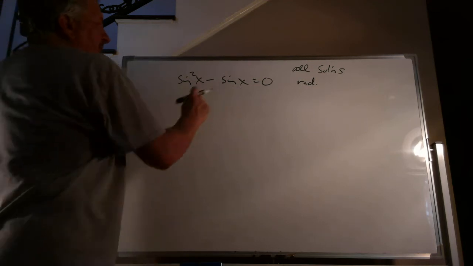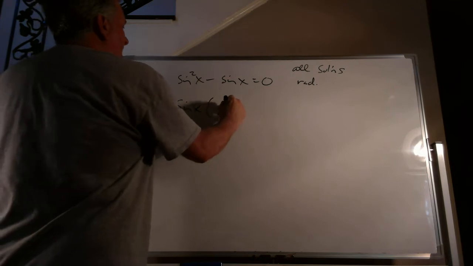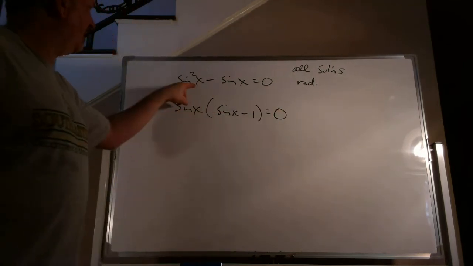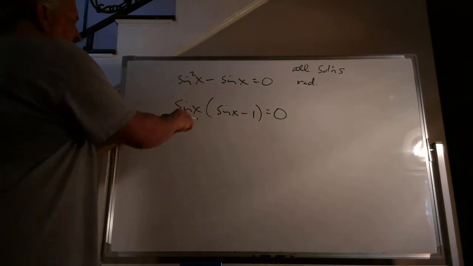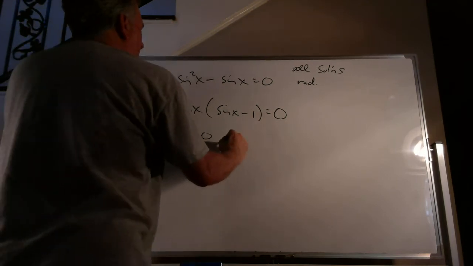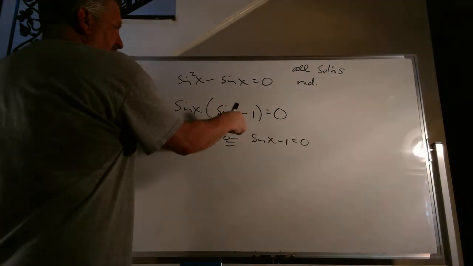Well, both terms have a sine x. Let's pull out the greatest common factor. Sine x times sine x minus 1 is 0. Sine times sine is sine squared. Sine times negative 1 is negative sine x. So I factored correctly. So I have something times something is 0. So either sine x is 0 or sine x minus 1 is 0. Either that factor is 0 or that factor is 0.